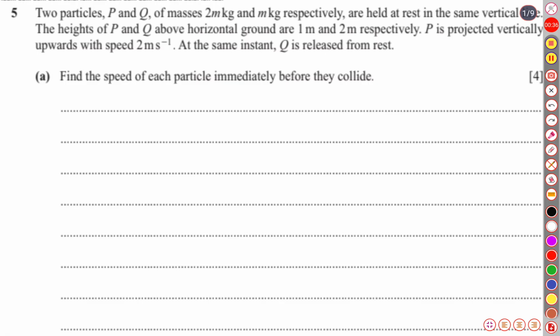P is projected vertically upwards with speed 2 meters per second. At the same instant, Q is released from rest. Find the speed of each particle immediately before they collide.